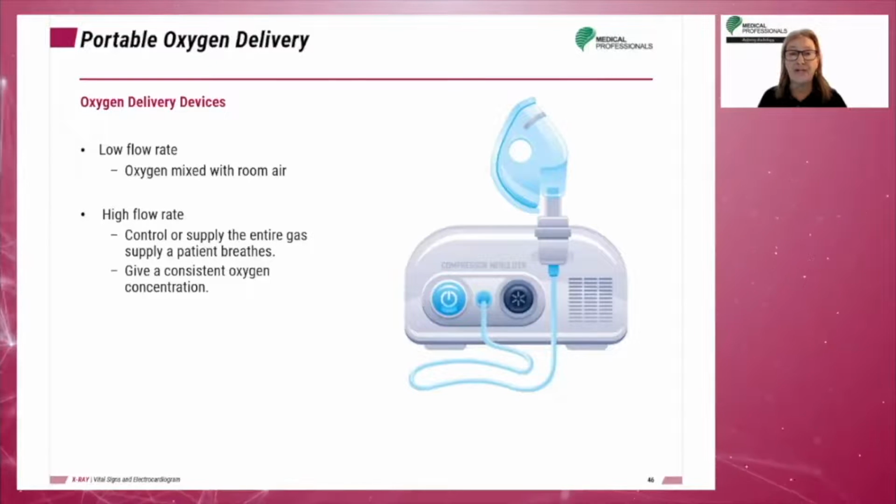There are two classifications of oxygen delivery systems: the low flow rate systems, in which the oxygen is mixed with room air, and high flow rate systems, which control the entire oxygen supply to the patient. High flow rate systems give a consistent oxygen concentration. They are run at sufficiently high flow rates or control the percentage of room air mixing with the oxygen supply to achieve a consistent oxygen concentration.